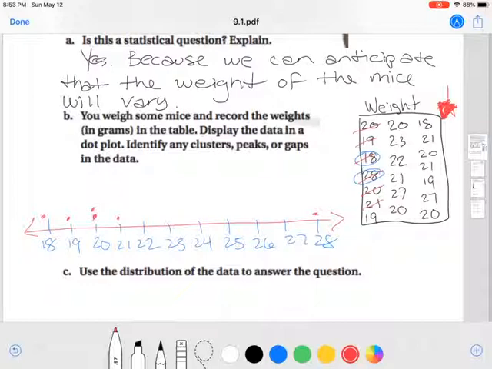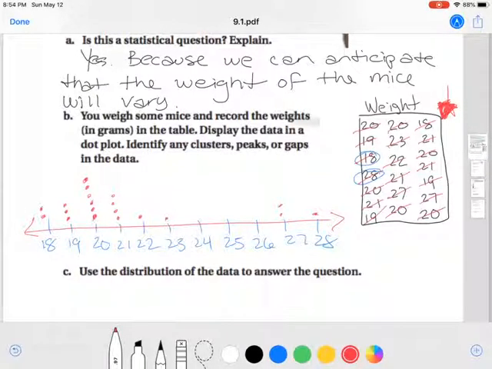21, another 19, which I'm going to stack right on top of each other. Another 20, 23, 22, another 21, 27, another 20, 18, 21, 20, 21, 19, 27, and last but not least, another 20.